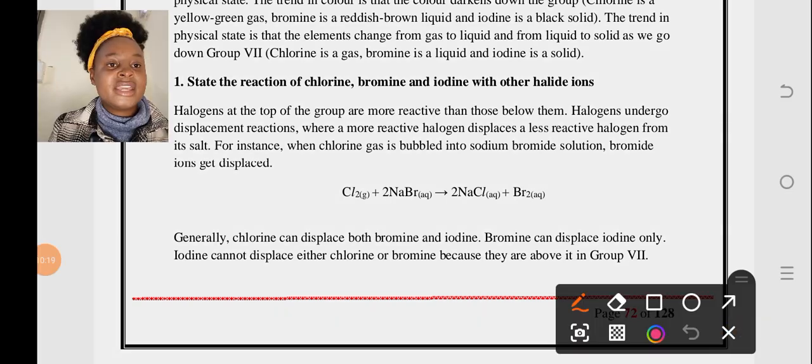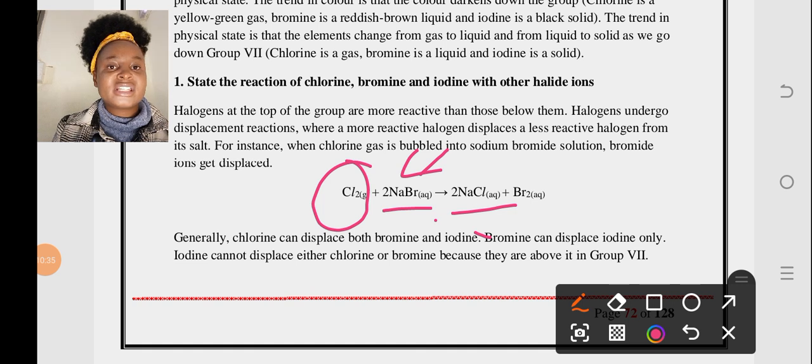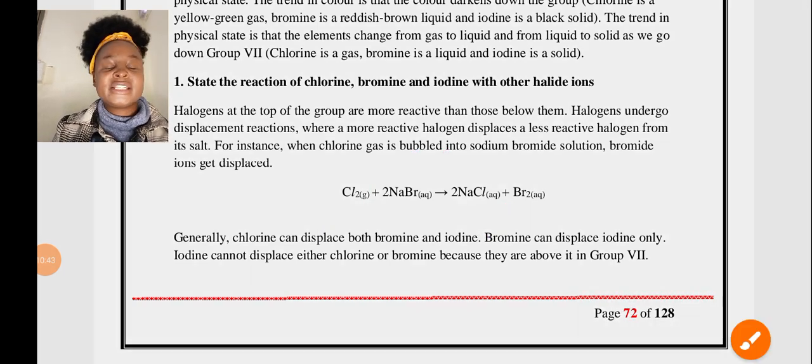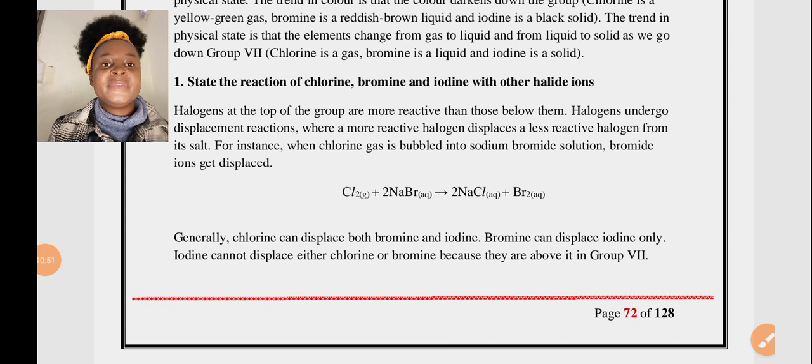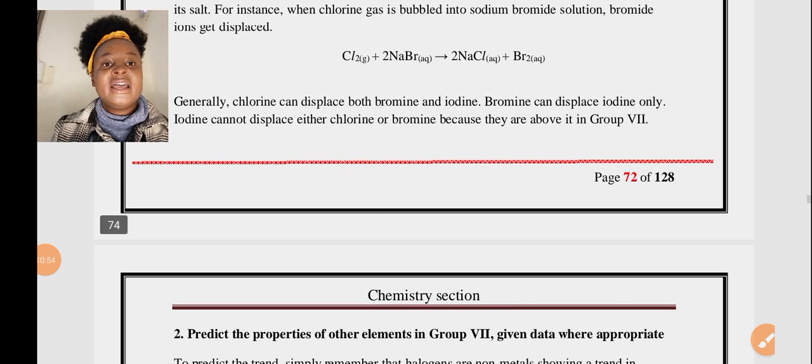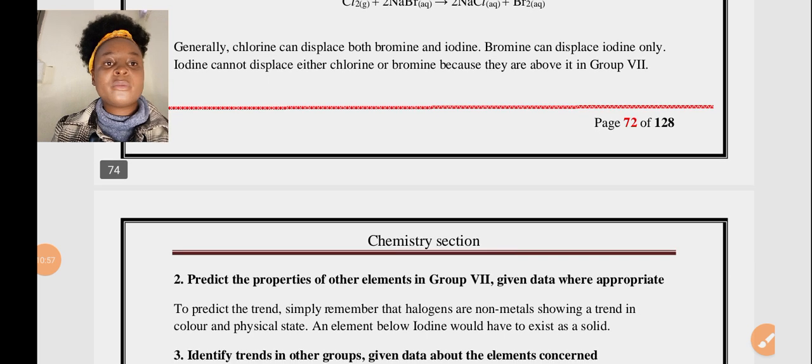So here is what I'm talking about. This is chlorine, which is more reactive, with a sodium bromide compound there. Chlorine will remove that bromine and put itself there because it is more reactive, and then we are going to receive bromine on its own. Are we together? So chlorine can displace both bromine and iodine, and bromine also can displace iodine, going down the group like that, right? Iodine cannot displace either chlorine or bromine because they are above it in the group, right?